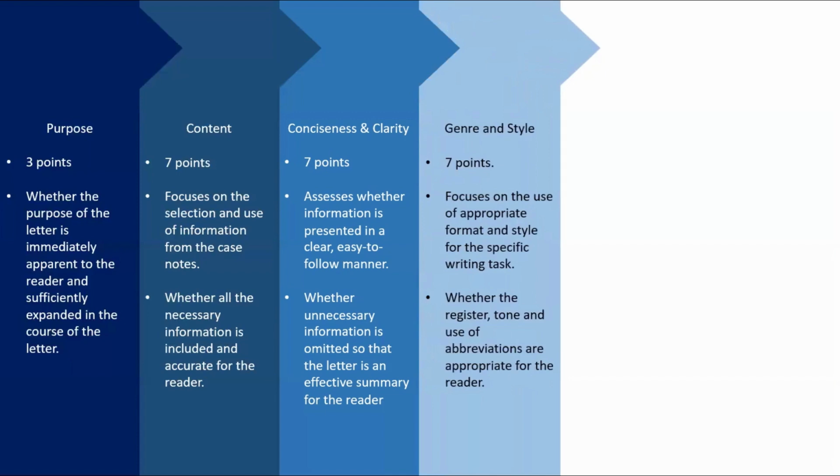Genre and style is the fourth criterion used to assess your writing and looks at whether your writing aligns with the reader's knowledge and expertise. In the healthcare industry, the type of letter you tend to write is formal, and OET's writing subtest reflects this by asking you to do the same.